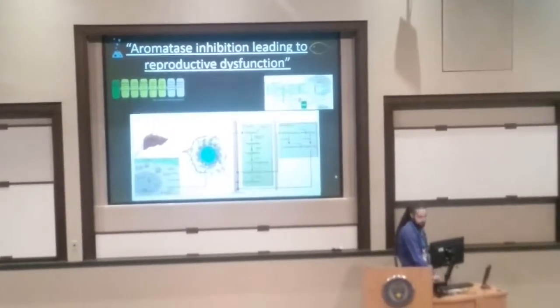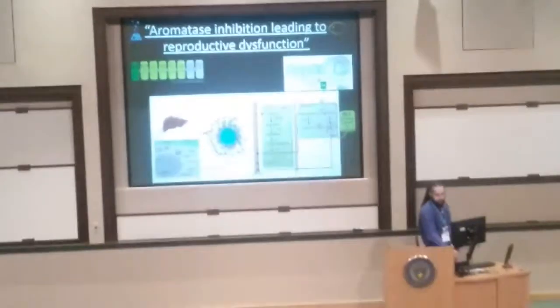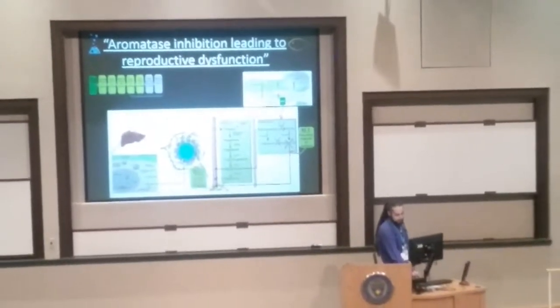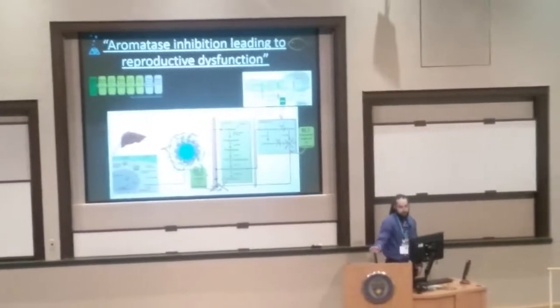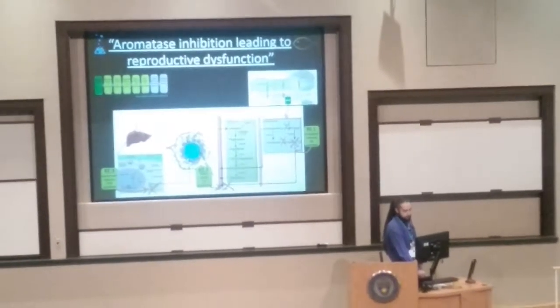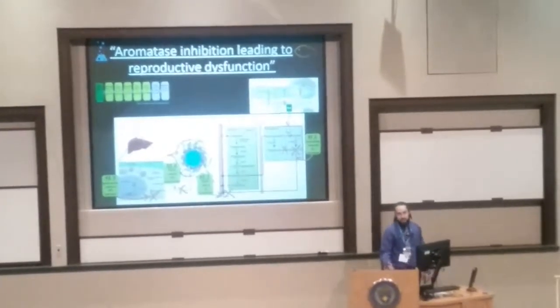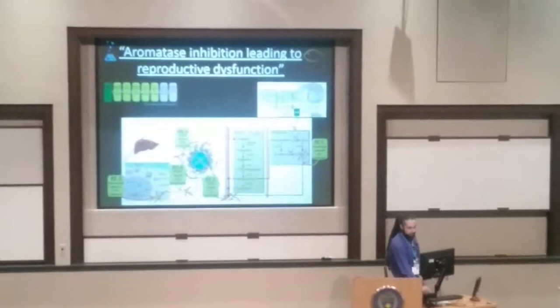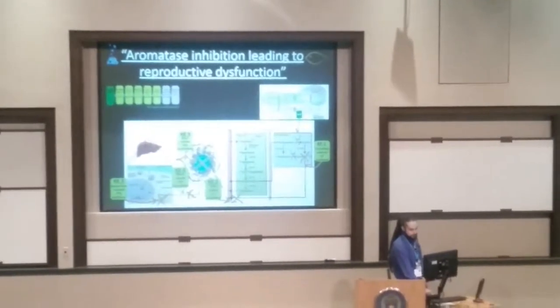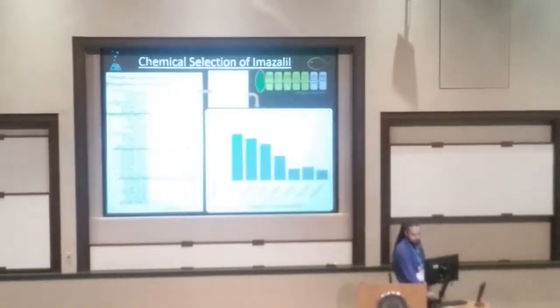But when we do see our molecular initiating event, we expect to see our key events, which is a reduction in E2 synthesis by the granulosa cells, followed by a reduction in E2 within the plasma, followed by a reduction of vitellogenin synthesis, followed by a reduction of vitellogenin concentration throughout the body, and then a lack of accumulation of vitellogenin within the oocyte, leading to unviable eggs.